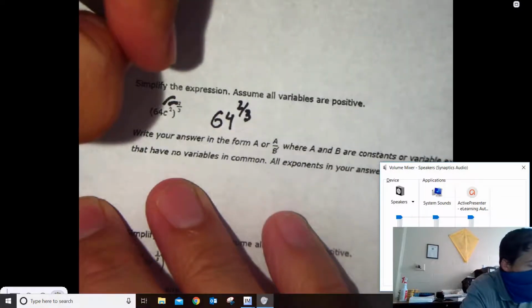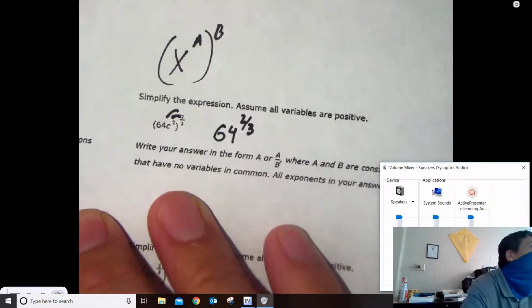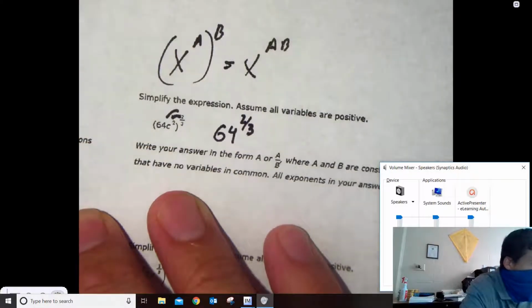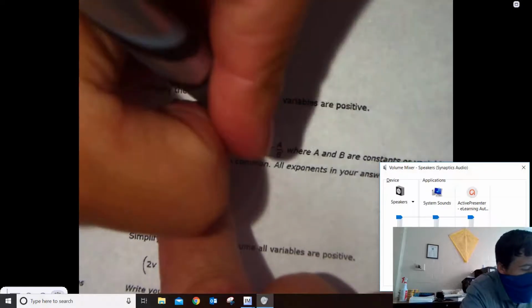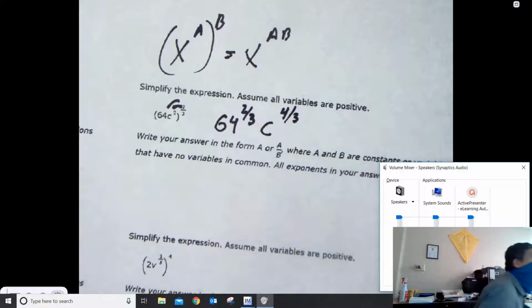So think about what we were doing yesterday, or the day before, actually. Some x with an exponent raised again. What do you do with the exponents? Multiply them. That's right. So we need to figure out what 2 times 2/3 is. How many thirds would you have? You wouldn't have 6/3. You have 4/3. Ah, it's your day to be wrong, Daniel. It's your day.